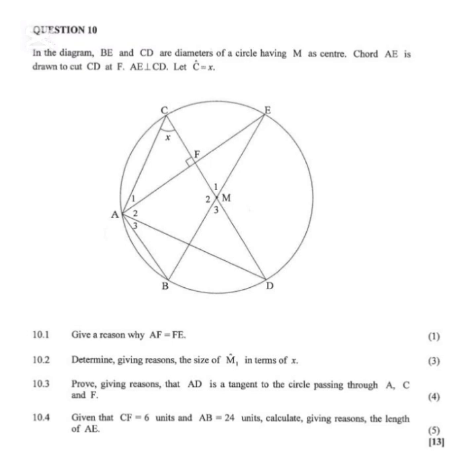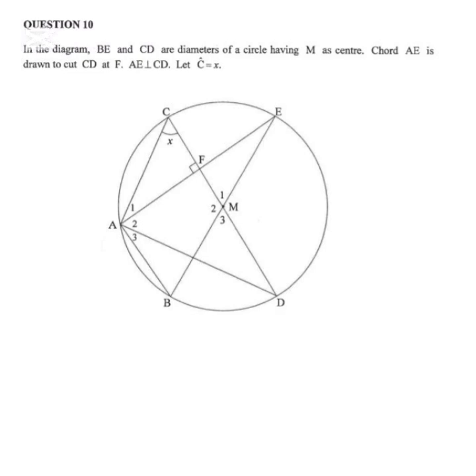Question 10. In the diagram, BE and CD are diameters of a circle having M as a center. Chord AE is drawn to cut CD at F. AE is perpendicular to CD. Right angle C is equal to X. Before we jump into solving questions, let's focus on our diagram.